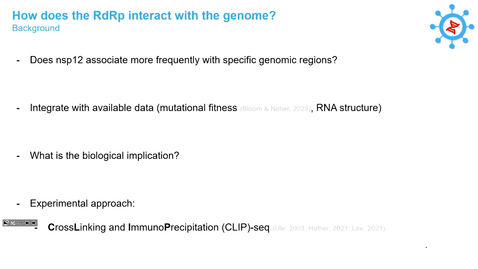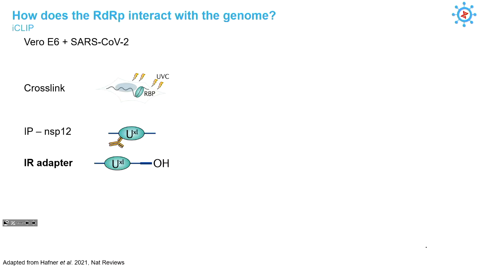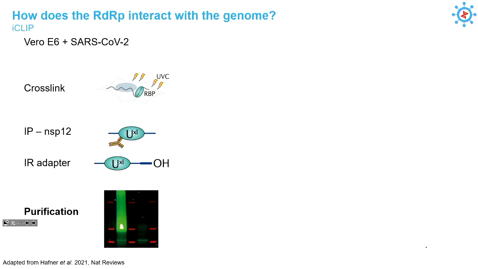The technique that I've been using is cross-linking and immunoprecipitation, CLIP-seq. Very briefly, we infect Vero-6 cells with SARS-CoV-2 at a high MOI. Then we UV cross-link protein to RNA. We immunoprecipitate our protein of interest, which is nsp12. Then we ligate an IR adapter that allows us to run the samples in a gel, transfer to a membrane, and actually image them. According to the molecular weight of the protein plus RNA, we can decide where we extract them from the membrane, and purify.